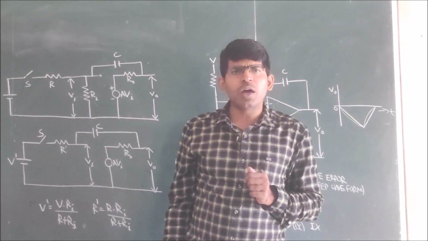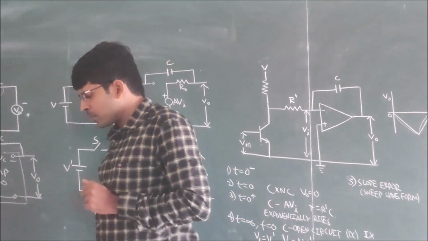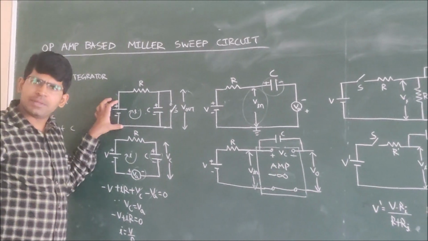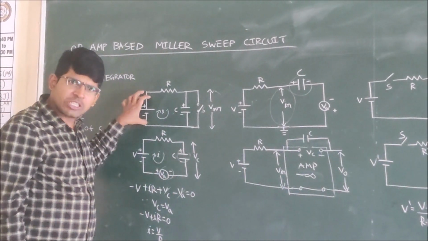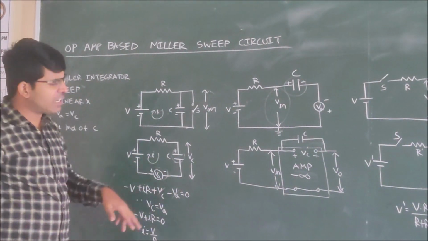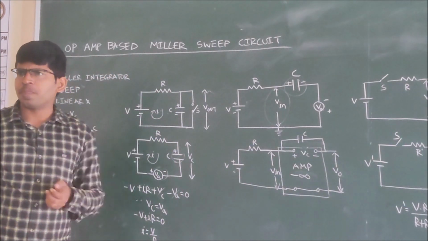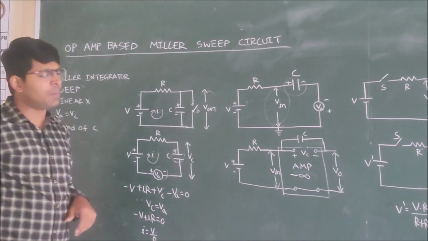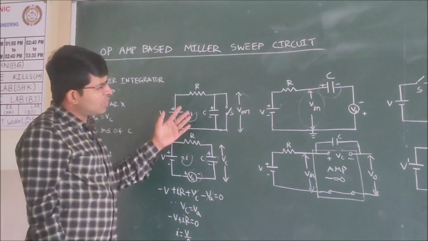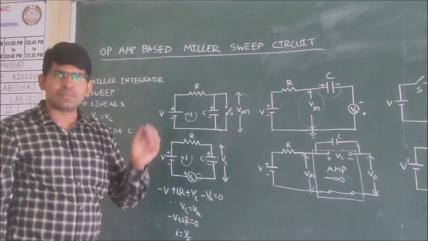In the Miller sweep circuit, we already discussed, we called this Miller sweep circuit as Miller integrator. In this Miller integrator, we have started our concept with this simple circuit. In this simple circuit, because we are calling as integrator, one resistor and capacitor and supply V. As we are saying it should generate the sweep, we are taking the switch S, that's all. But the problem is, this circuit is generating the sweep, but that is not linear.